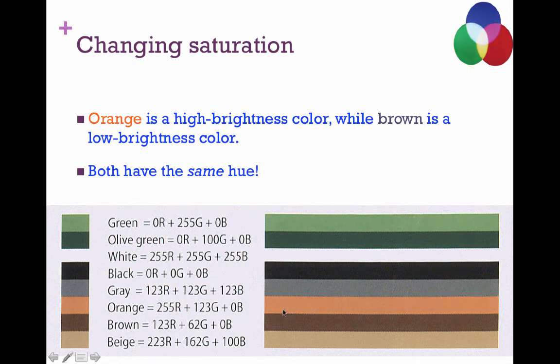One of the ones I like best is the orange. That orange and brown are really the same hue, even though they look very different, but they have the same ratios. Just orange is a more saturated color than brown. Beige, I believe, is also the same hue as orange and brown. Gray and black are the same hue as well. They have equal amounts of red, green, and blue.